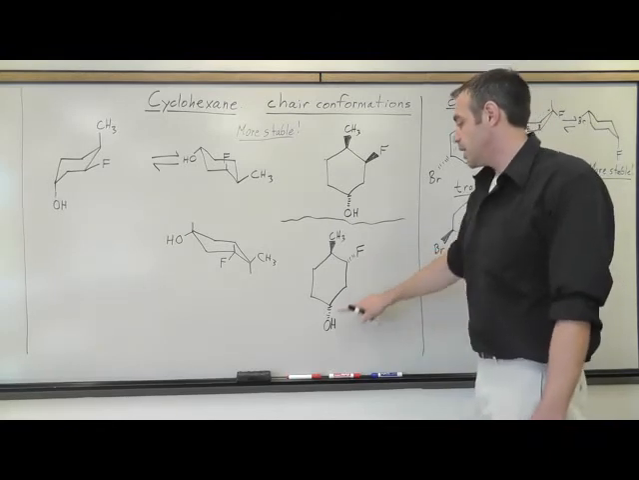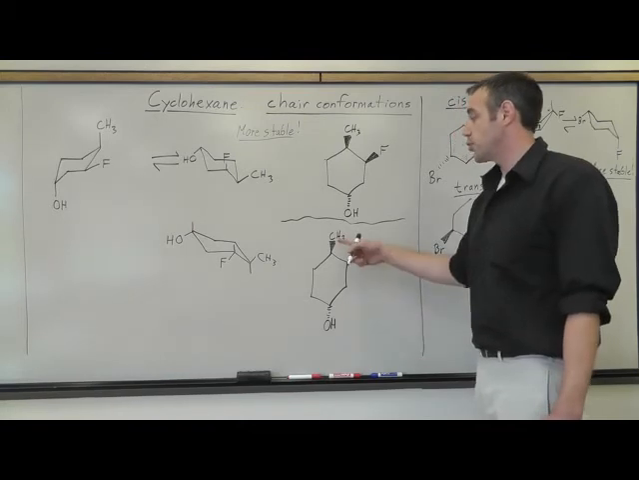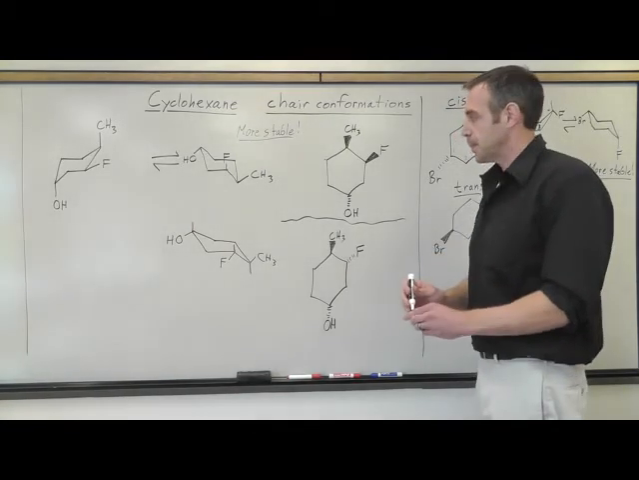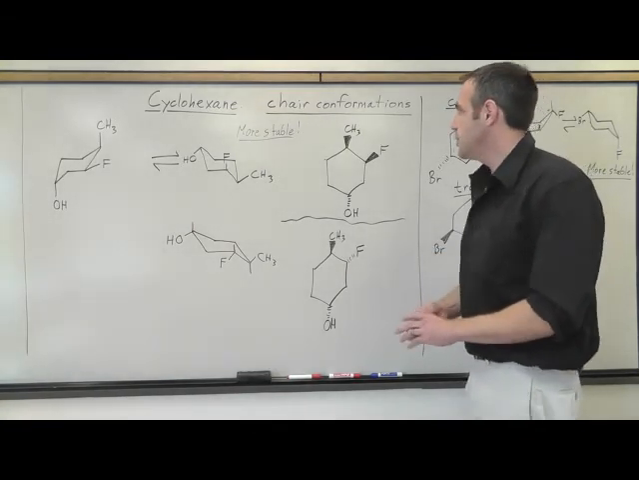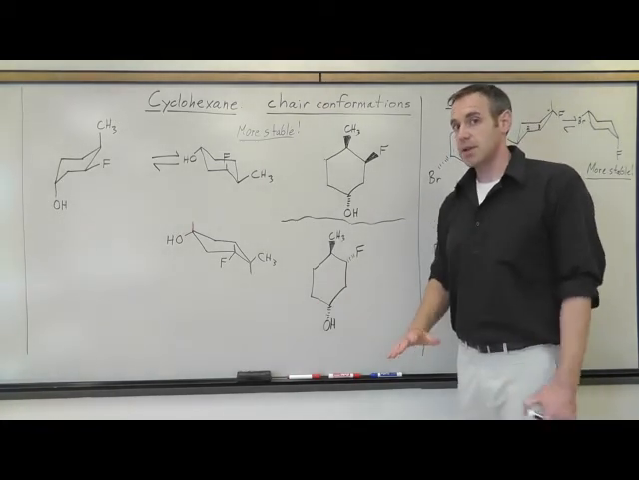Now, the fluorine and the hydroxy group are cis to one another, and both of these groups would be considered trans to the methyl group. And that should give you some insight into how to draw more complicated cyclohexanes.